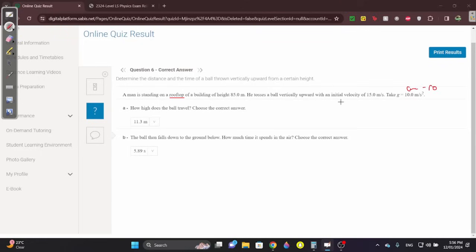So the way you solve this is, let's say this is a building, with the windows, whatever. The man is standing up here, right? He throws the ball up until, let's say, a maximum height. We don't know the maximum height. Let's say the ball reached here. They want the maximum height, so the height at this instant.